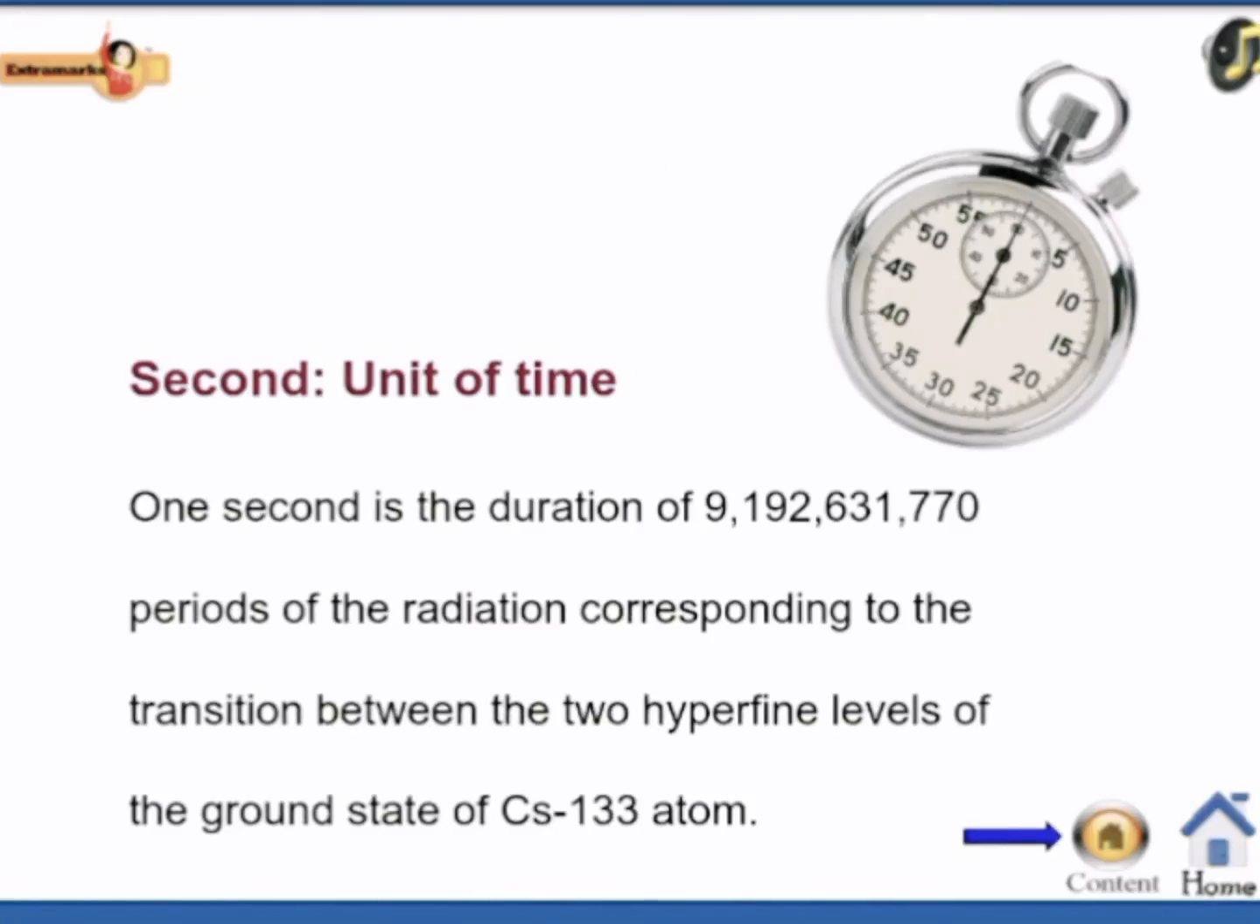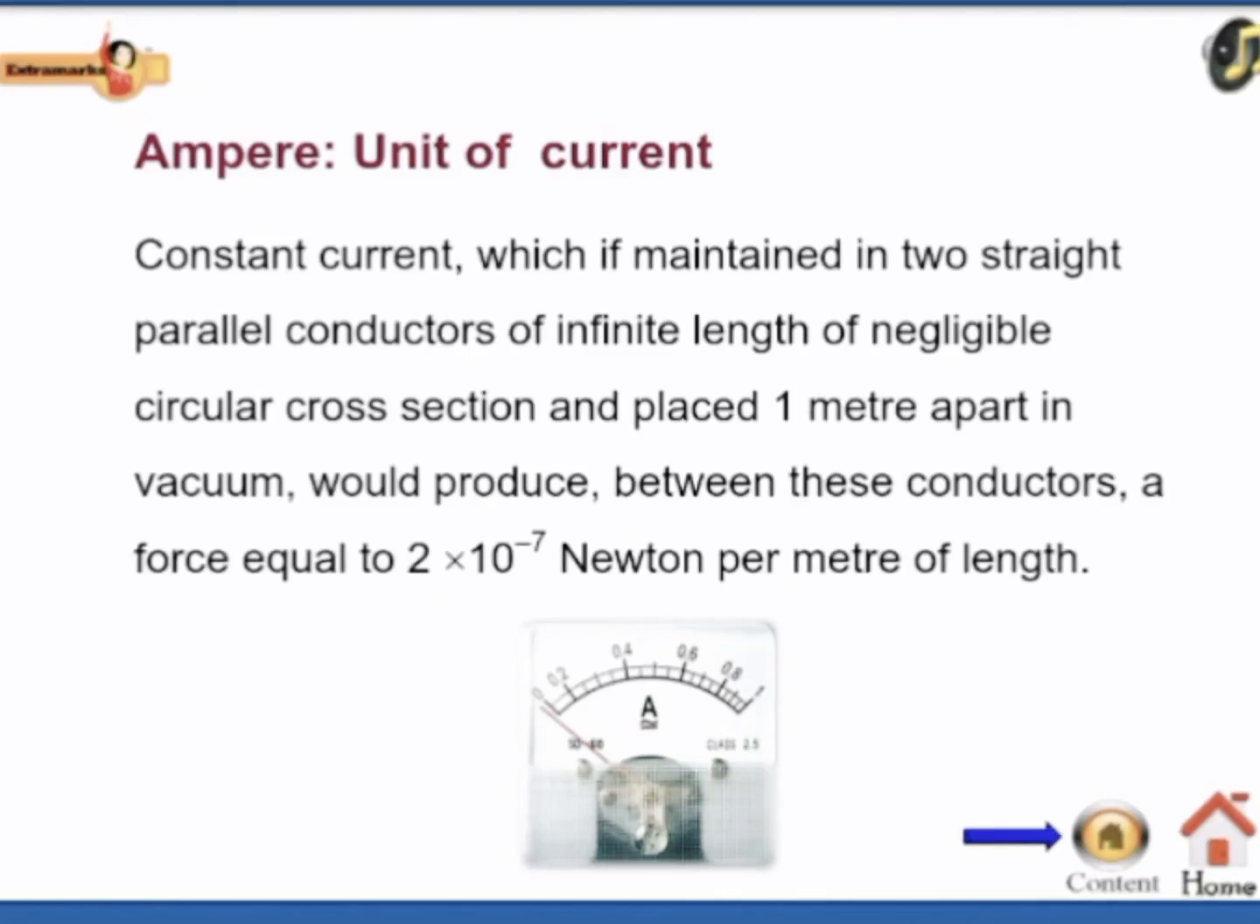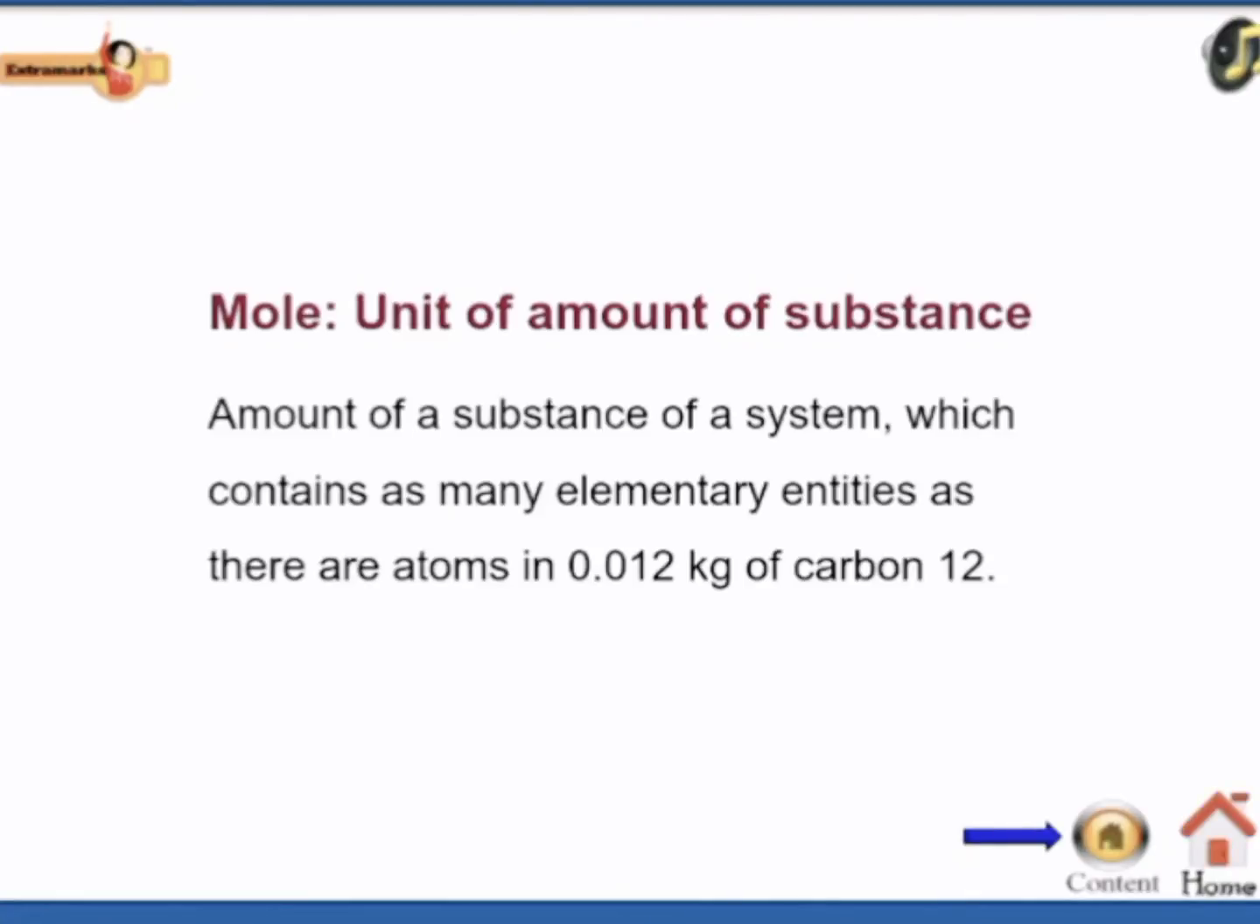The unit of time, 1 second, is the duration of 9,192,631,770 periods of the radiation corresponding to the transition. Unit of current: constant current which, if maintained in two straight parallel conductors of infinite length, of negligible circular cross-section, and placed 1 meter apart. Unit of amount of substance: it is the amount of a substance of a system which contains as many elementary entities as there are atoms in 0.012 kilogram of carbon-12.